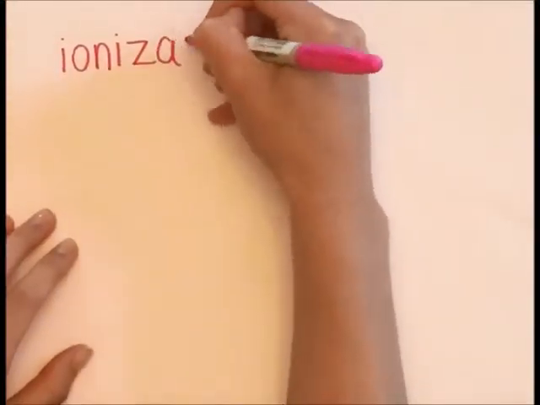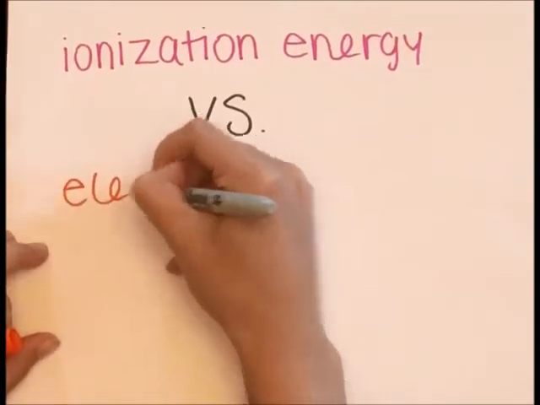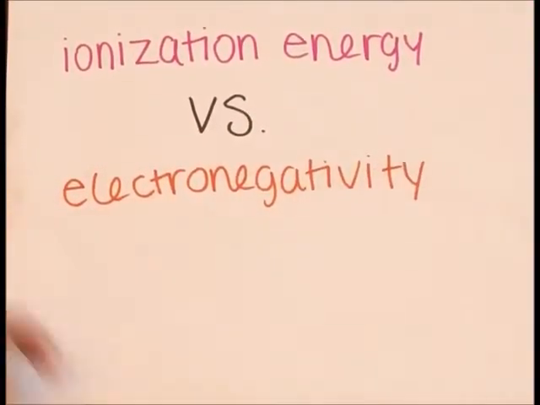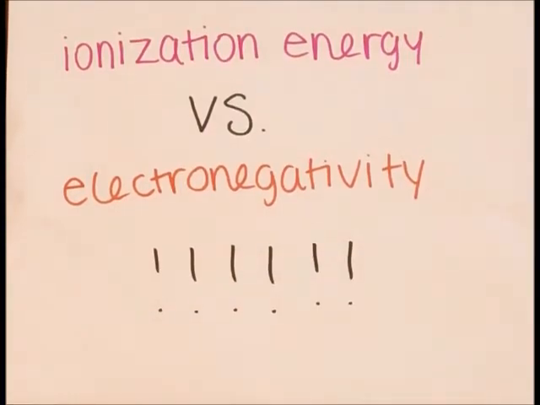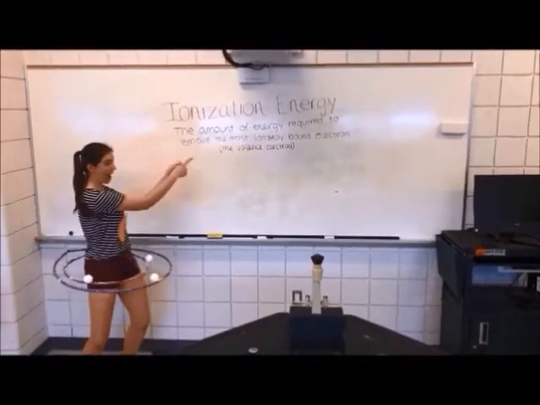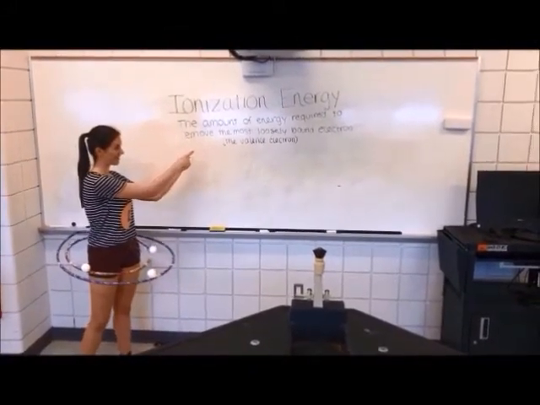Today we're going to talk about ionization energy and electronegativity, two concepts that chem students get confused a lot. The visuals go kind of fast, so feel free to pause the video anytime you need. Ionization energy is the amount of energy required to remove the most loosely bound electron, the valence electron.